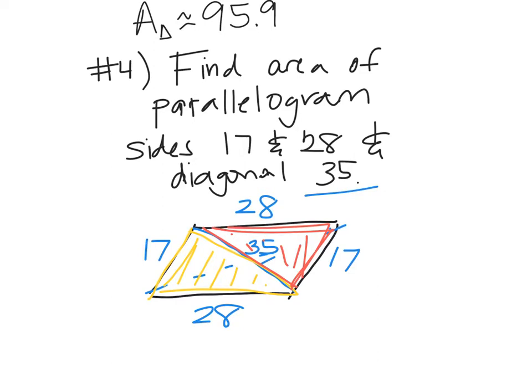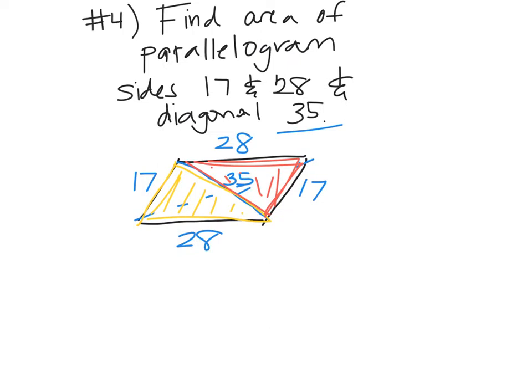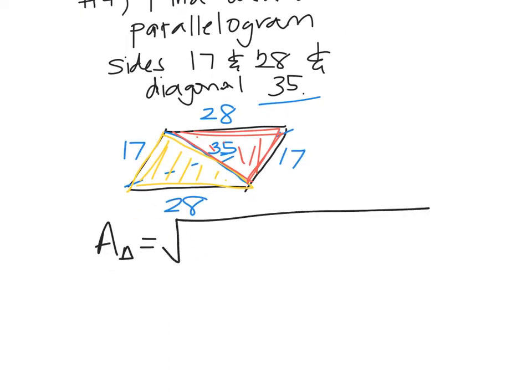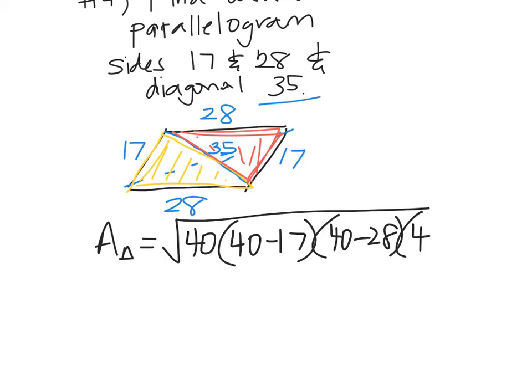Does it? Oh, okay. All right, so let's find the area of one of the triangles using Heron's formula because we have side, side, side. So the area of the triangle would be, let's find the semi-perimeter first. Semi-perimeter is 28 plus 35 plus 17, all divided by 2, 40. Did you get 40? So we're going to do the square root of 40 times 40 minus 17 times 40 minus 28 times 40 minus 35.